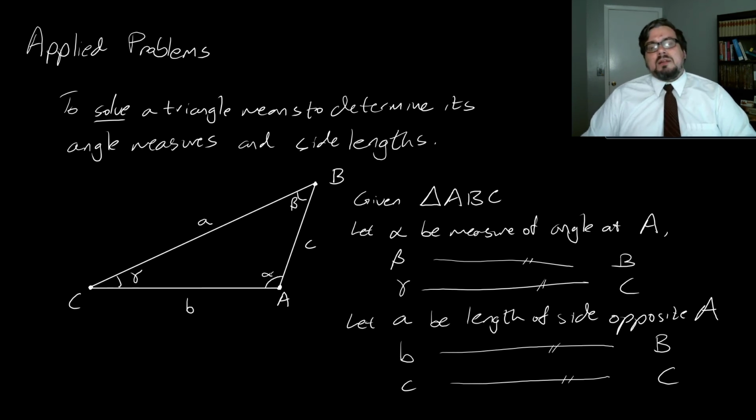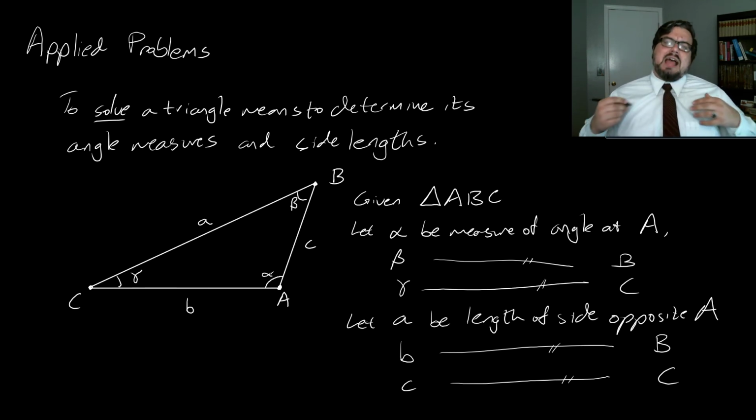So in a problem, an abstract problem may tell you the values of some of these symbols, alpha, beta, gamma, a, b, c, and ask you to figure out the other ones. Now, with the tools that we have available right now, we're only going to be working with right triangles, triangles where one of the angles inside is 90 degrees. However, later on in the course, we will develop tools that we can use to solve all sorts of triangles.